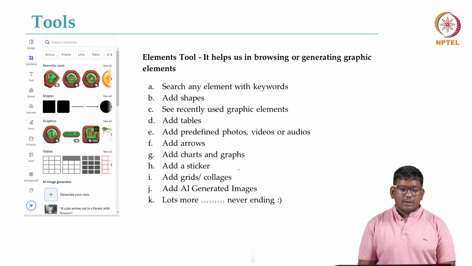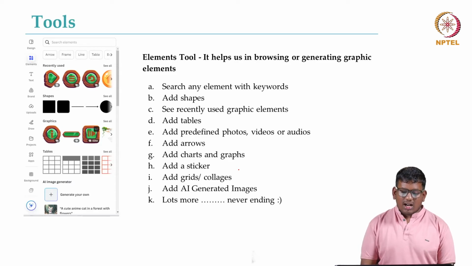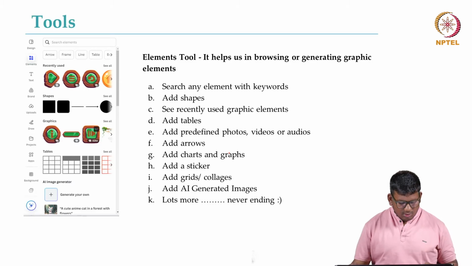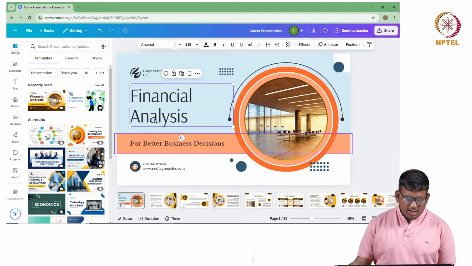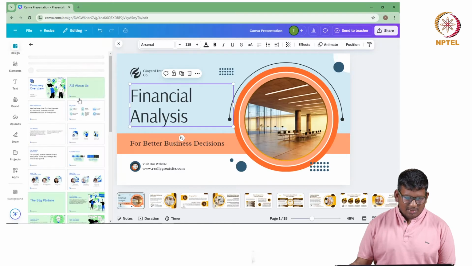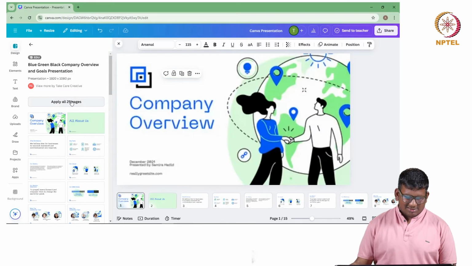Then we have the elements tool. The elements tool helps us browse and generate graphic elements basically. So you can search any element with keywords, add, share, recently used graphic elements, tables, predefined photos, videos, audios, and these are AI generated ones. So arrows, charts, graphs, stickers, grids, collages, AI generated images, and lots more. It's never ending. So let's explore. So here we can see, okay, it's not good. Let's apply this style only. And yeah.